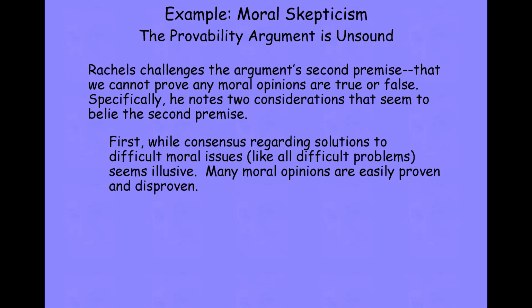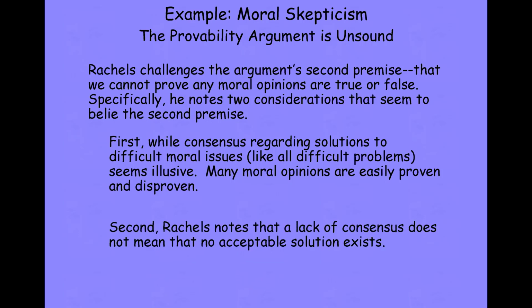But what Rachels suggests is that many moral opinions are in fact easily proven or disproven. So if you see someone stealing candy from a baby, that seems like really good evidence for the belief that that person is a morally bad person. That seems provable, demonstrable. And so that would contradict the truth of that second premise. And he gives us a number of different examples of cases like that. He says a lot of judgments that we make about the ethical praiseworthiness or blameworthiness of particular moral actions or beliefs or principles are in fact pretty straightforwardly and easily proven or disproven. There's consensus about those issues.